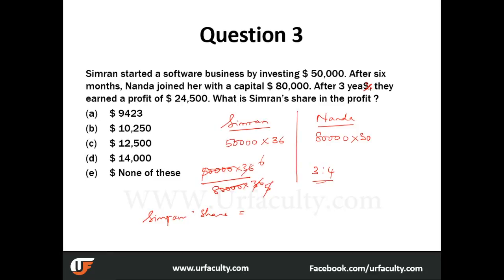Simran's share is equal to 24,500 into 3 by 3 plus 4, 7, which is equal to 10,500. I hope you are able to understand this. Simran's share is 3 out of 7 parts. So 3 by 7, because the ratio is 3 is to 4. And we know that the profit is 24,500 and hence Simran's share is 10,500.